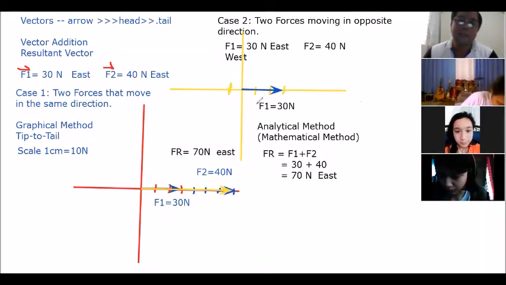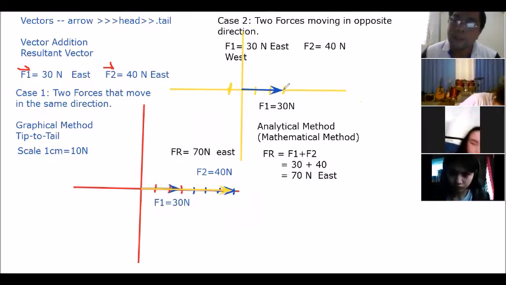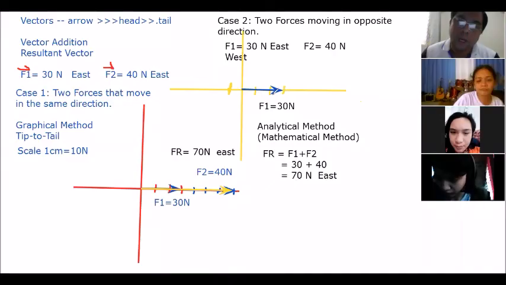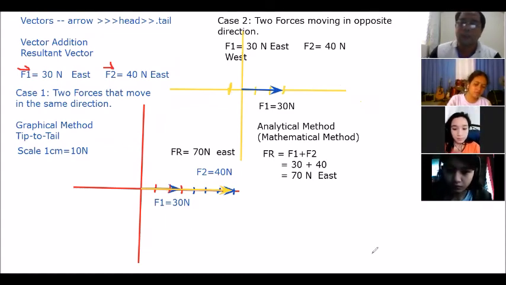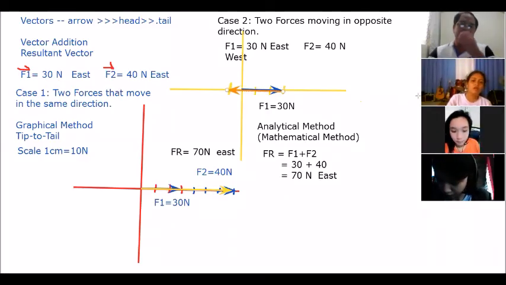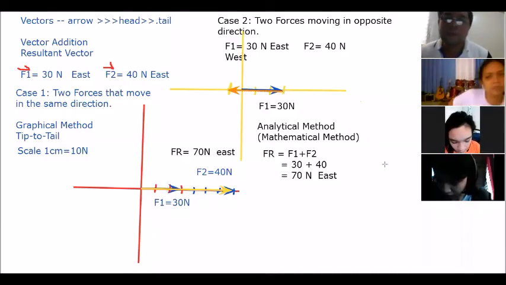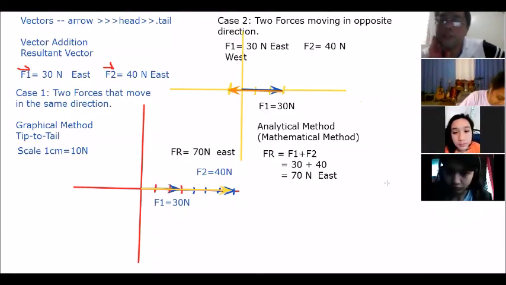Now again, our method is tip to tail. So at the tip of F1, we will start F2. So this will be the tail of F2. So we count 4: 1, 2, 3, and that's where your 4 will end. Okay, then we draw our arrow. So our arrow will be drawn from here going back. Okay, so how do we get our resultant, guys?